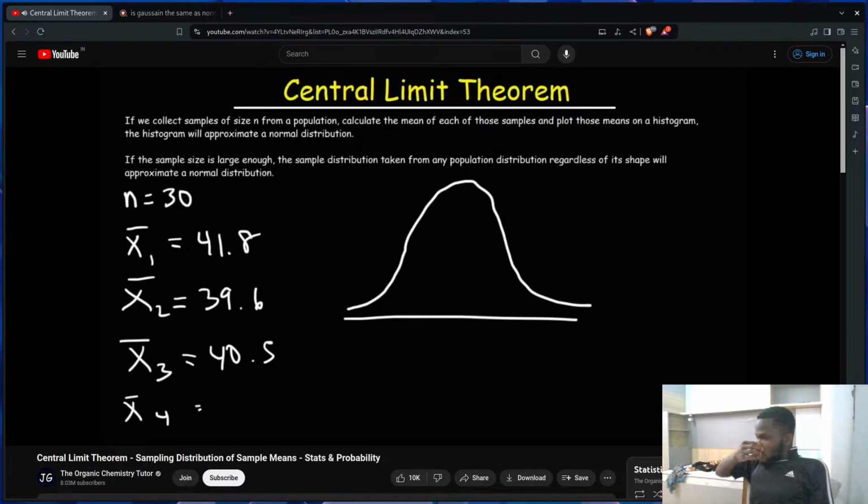Even if the graph of the population, which we don't know, even if it's not normal, this graph, where we plot all of the sample means, or the means of each sample, so this will be x bar, it will have the shape of a normal distribution.